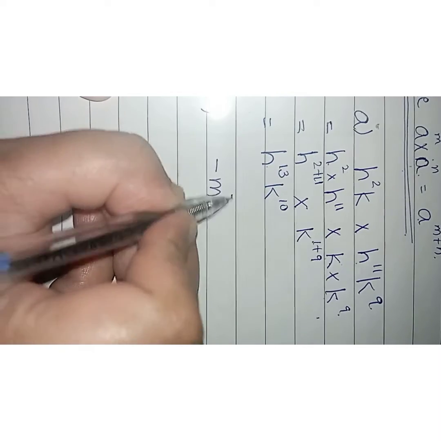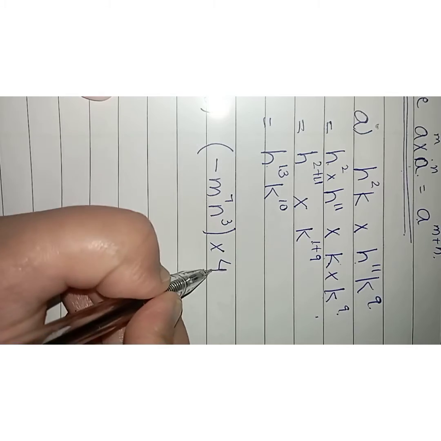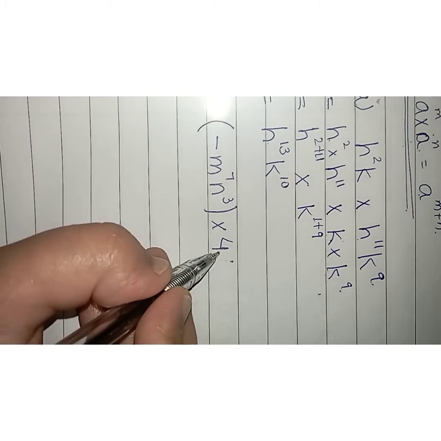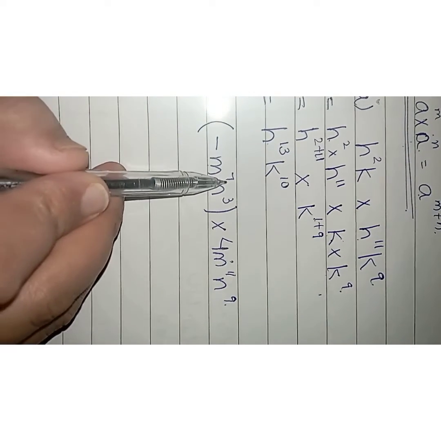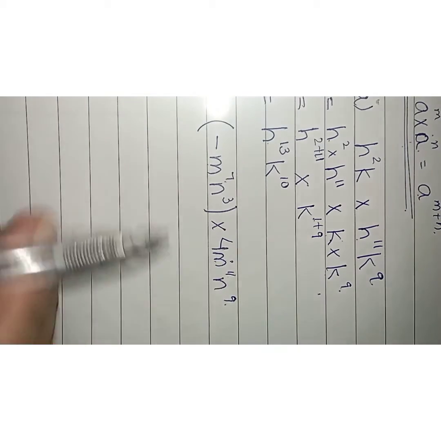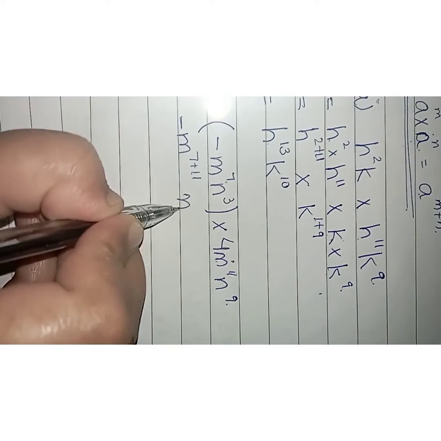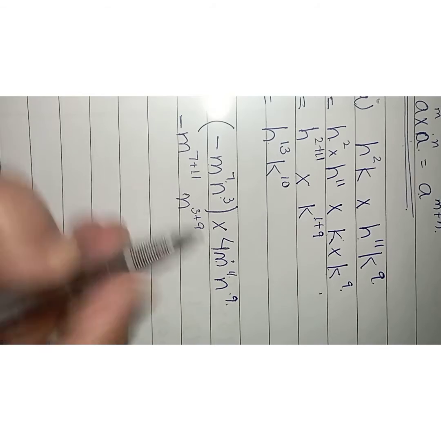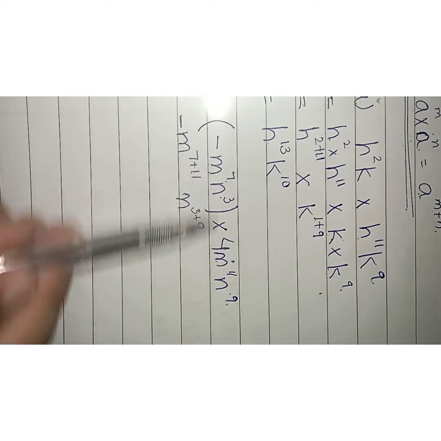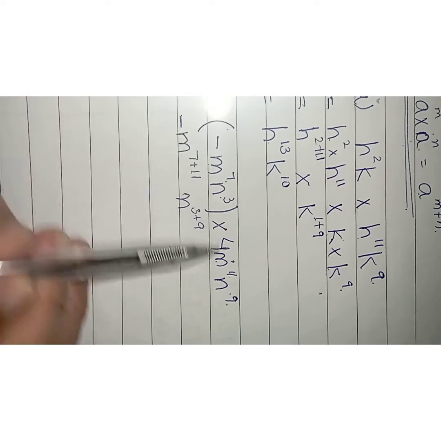Minus m7 n cube, it is multiplied with 4 times m11 n9. Now we know that m has a power 7 and this m has a power 11, so we will use minus m 7 plus 11 and n 3 plus 9. But what about this number 4? Since it's not multiplied with anything, it means that it is multiplied with the coefficient of these two variables as 1. So 1 times 4 is 4.